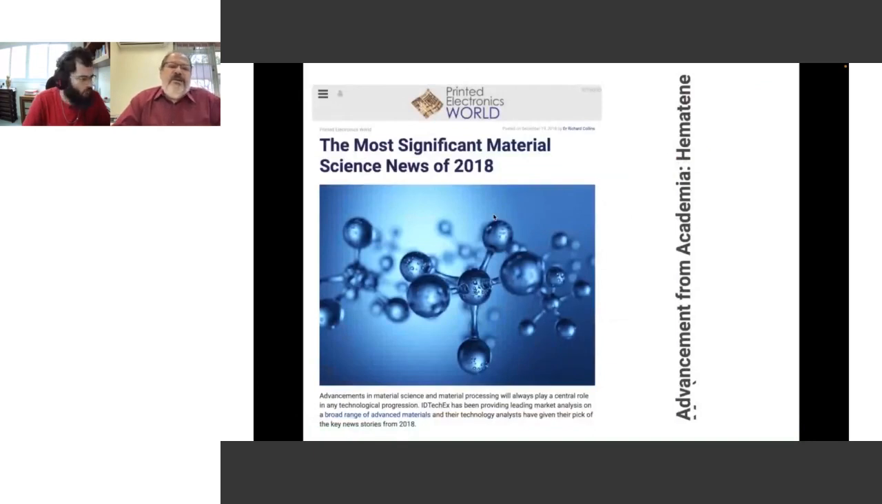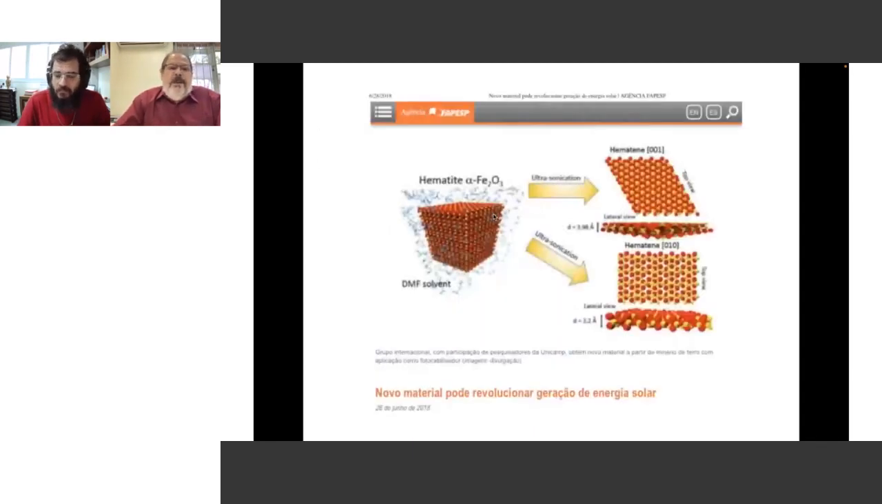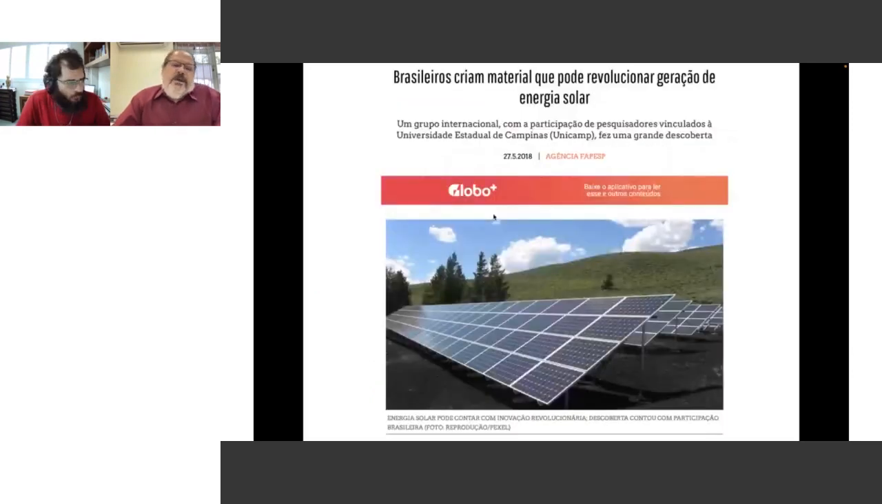There is a site called Printed Electronics World, which has a journal that selects papers from universities or academia that could have important application in industry. This paper was considered the most significant material science news of 2018. Okay, and also FAPESP funded this. FAPESP has a magazine that selects some papers and makes scientific stories for a broad audience, so they made one for this. And also Globo News made a report about this.